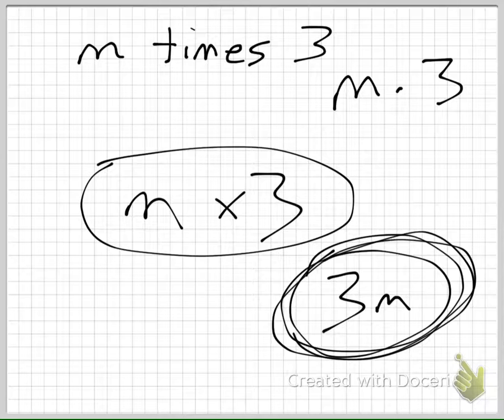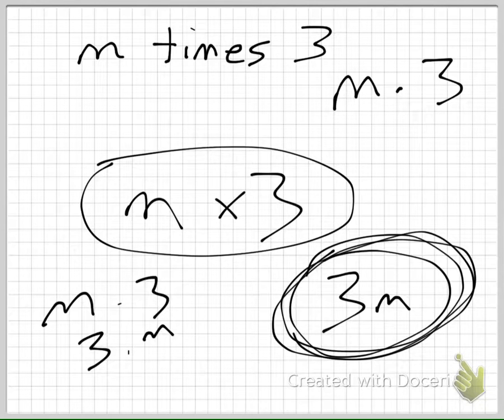Here's the deal. Why am I allowed to do that? Why is m times 3 and 3 times m the same? This is actually, I think, tomorrow's lesson. But why are they the same? What is 5 times 4? What's 4 times 5? Do you remember what property that's called? It's called the commutative property of multiplication.